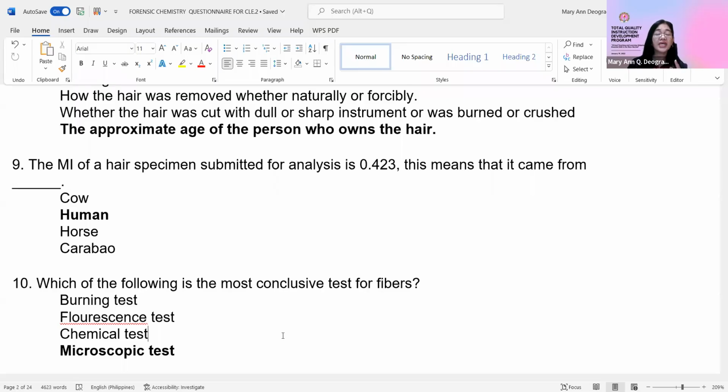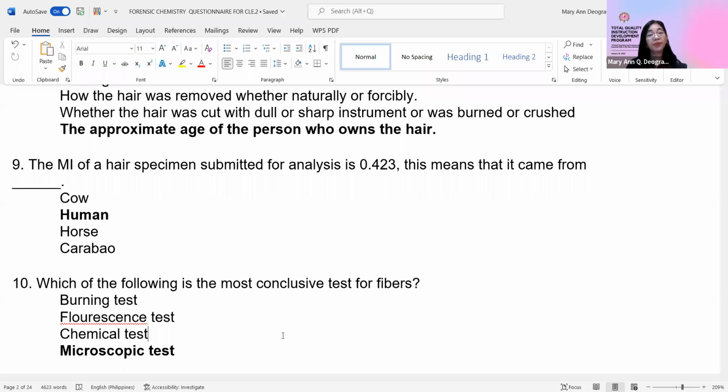Ganon din si fluorescence. Fluorescence is examining the fibers using the UV light. So it will just tell us, ito yung mga animal fibers, ito yung vegetable fibers. Hindi siya pwedeng specific. Same with the chemical. Ang chemical kasi, it will just supplement the results of the other tests. So ang microscopic can tell us the specific characteristics of each fiber.